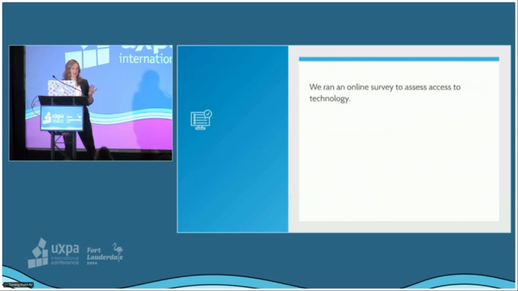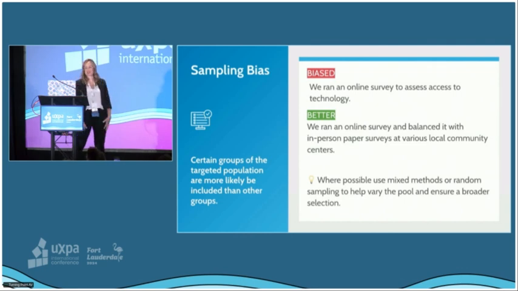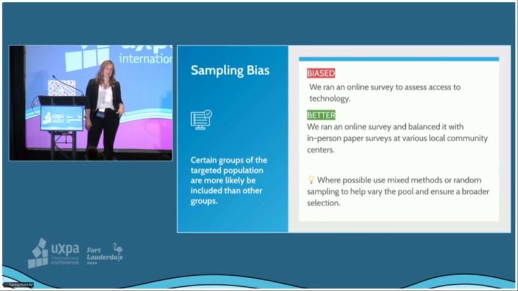This is similar to the last one. A little obvious. It's the best example I could come up with. We ran an online survey to assess access to technology. Anyone get that one? My sense of humor there. So maybe better is we ran an online survey and then we balanced it with an in-person survey at a community center, because some of these people clearly don't have access to technology.